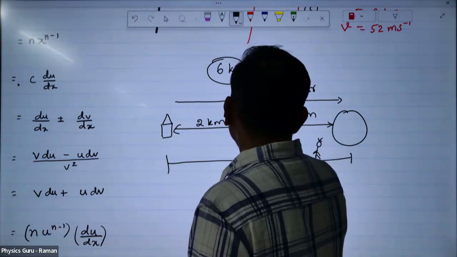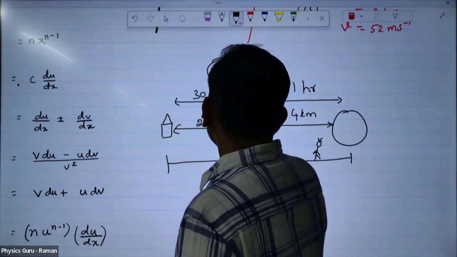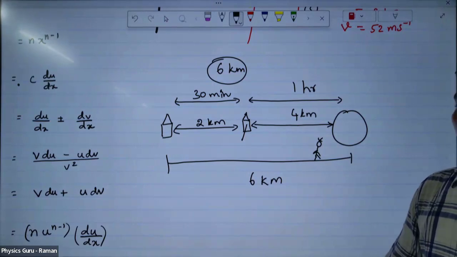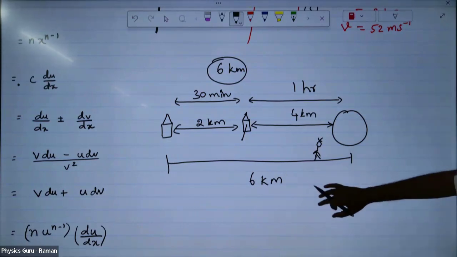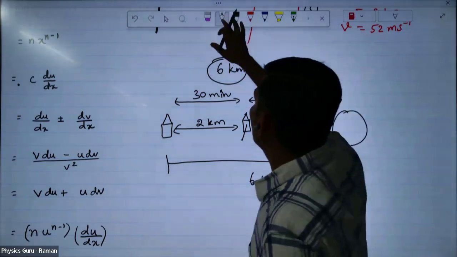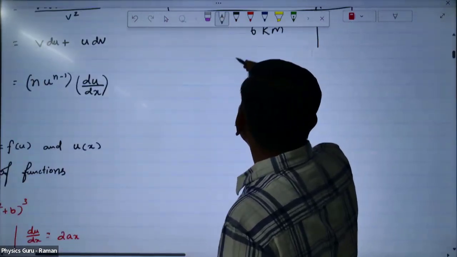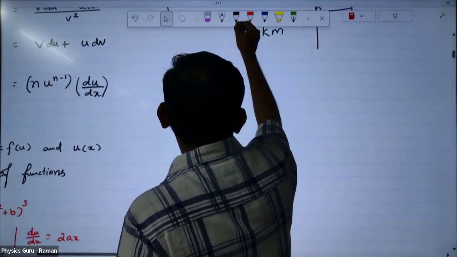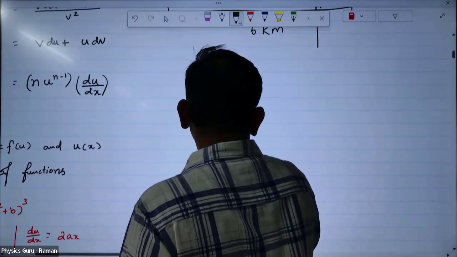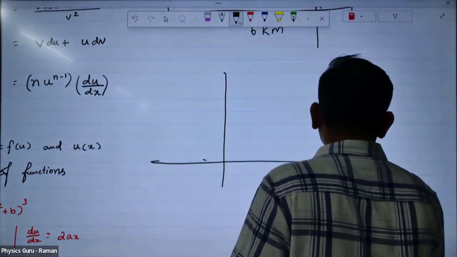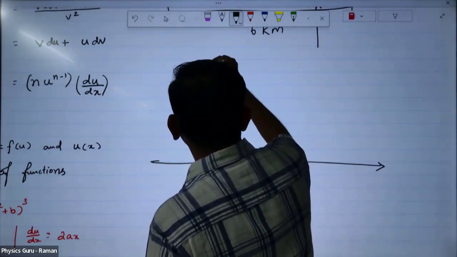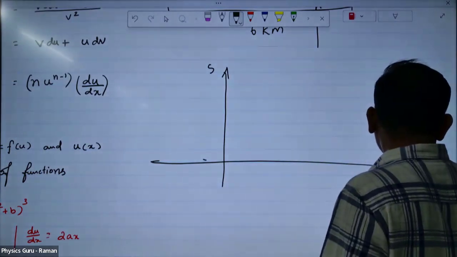That means this time should be 30 minutes. Here you have approximated. Am I right? So if I ask you to find the same information, let's see this here. His displacement and his time taken.